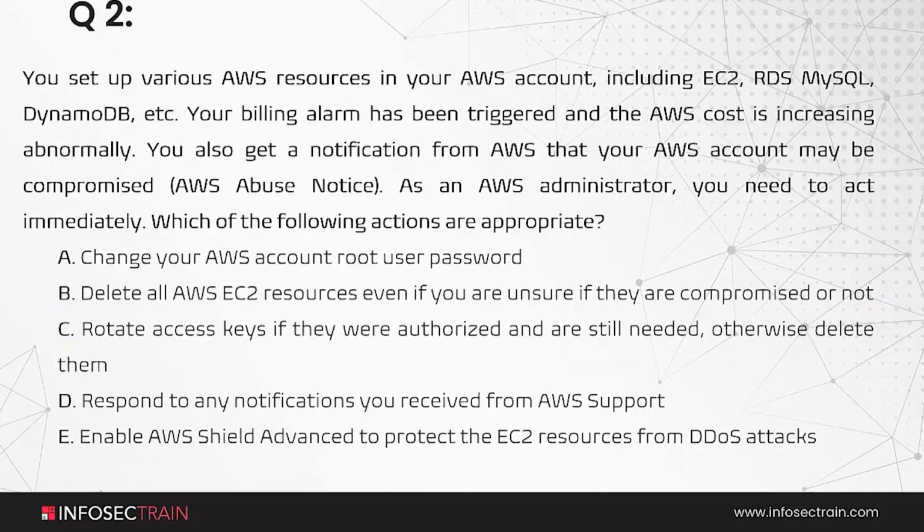You set up various AWS resources in your AWS account, including EC2, RDS, MySQL, DynamoDB, etc. Your billing alarm has been triggered and the AWS cost is increasing abnormally. You also get a notification from AWS that your AWS account might be compromised. That is an AWS abuse notice. As an AWS administrator, you need to act immediately. Which of the following actions are appropriate?